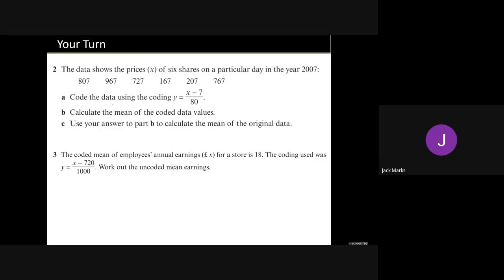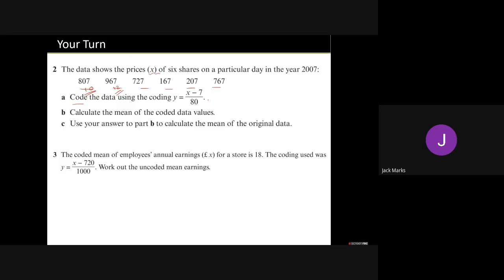Finally, just a couple of examples for how this question may be presented. So some original price is called X. Here's the code, and we have to code the data, so we have to transform it with this. Take away 7 divided by 80. Very convenient. 807 will become 800. Divided by 80, this will become 10, won't it? Okay, over here, 960. Okay, this will become 12.